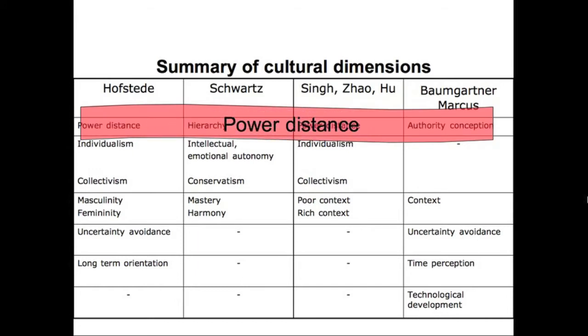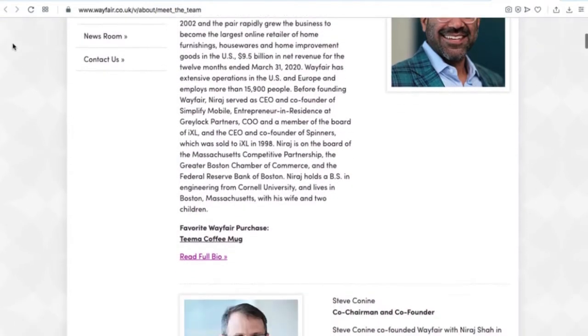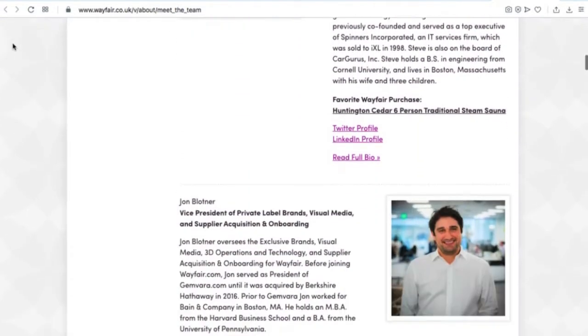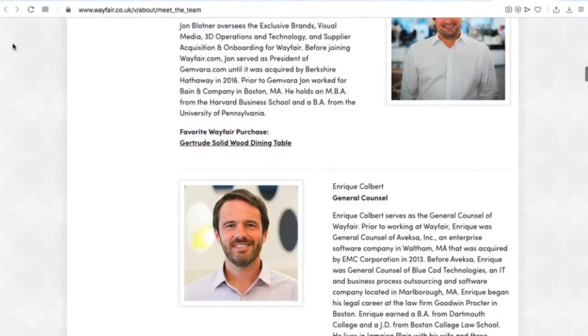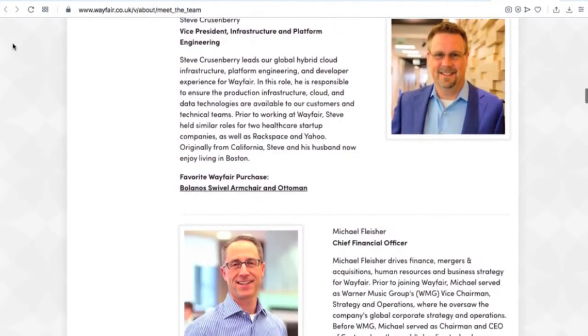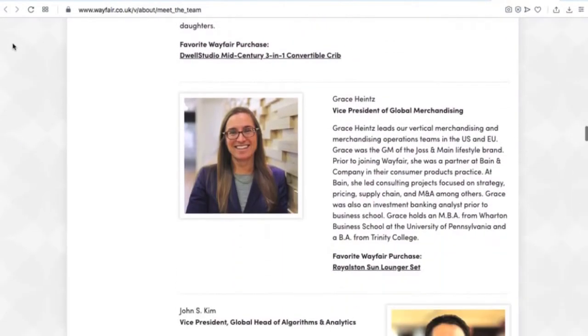First is power distance proposed by Hofstede, or hierarchy proposed by Schwartz, or authority conception proposed by Marcus. The main idea is to know how important the power status is considered in the society. On the website, it impacts the style of presentation of the company, the amount of information dedicated to the top personalities of the company in order to support trust.